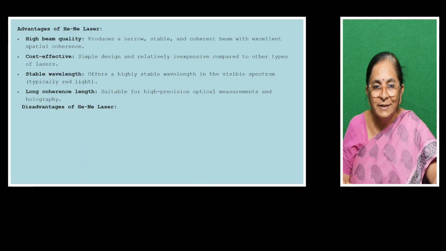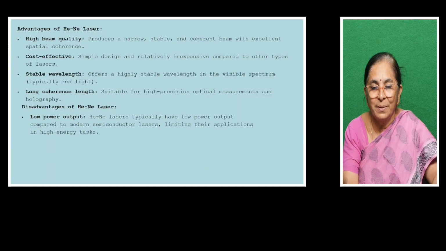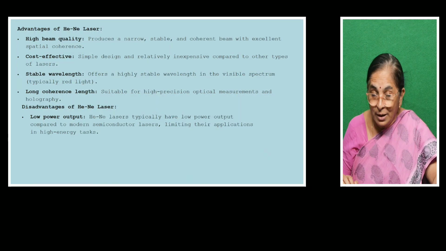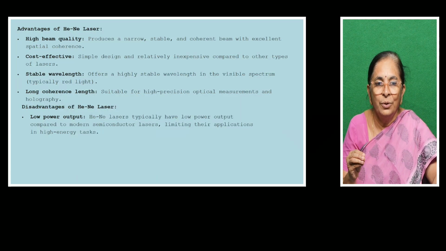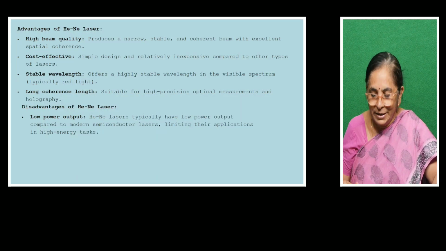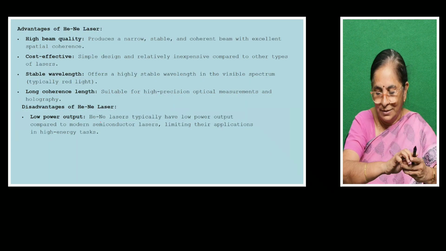Now, what are the disadvantages of the helium neon laser? Disadvantages means the power output is a little less compared to the ruby laser and modern lasers. And if you compare with the semiconductor laser, its output power will be very low. So you can't use a helium neon laser for high energy tasks.